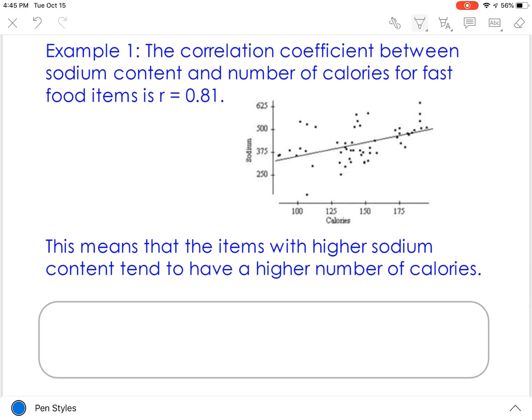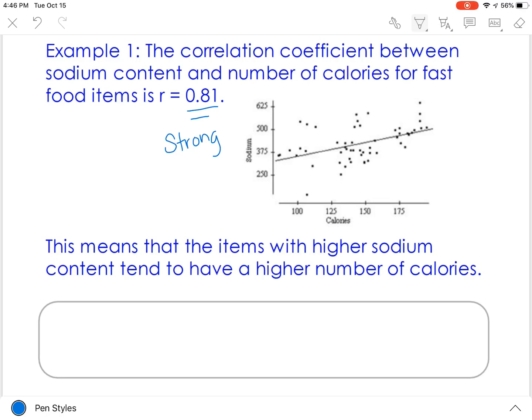So we're going to look at a couple examples. Example 1: the correlation coefficient between sodium content and number of calories for fast food items is r equals 0.81. Our correlation coefficient is 0.81, which isn't really close to 1, but isn't really far away. So we could say this is strong, or vaguely strong, but not really strong.